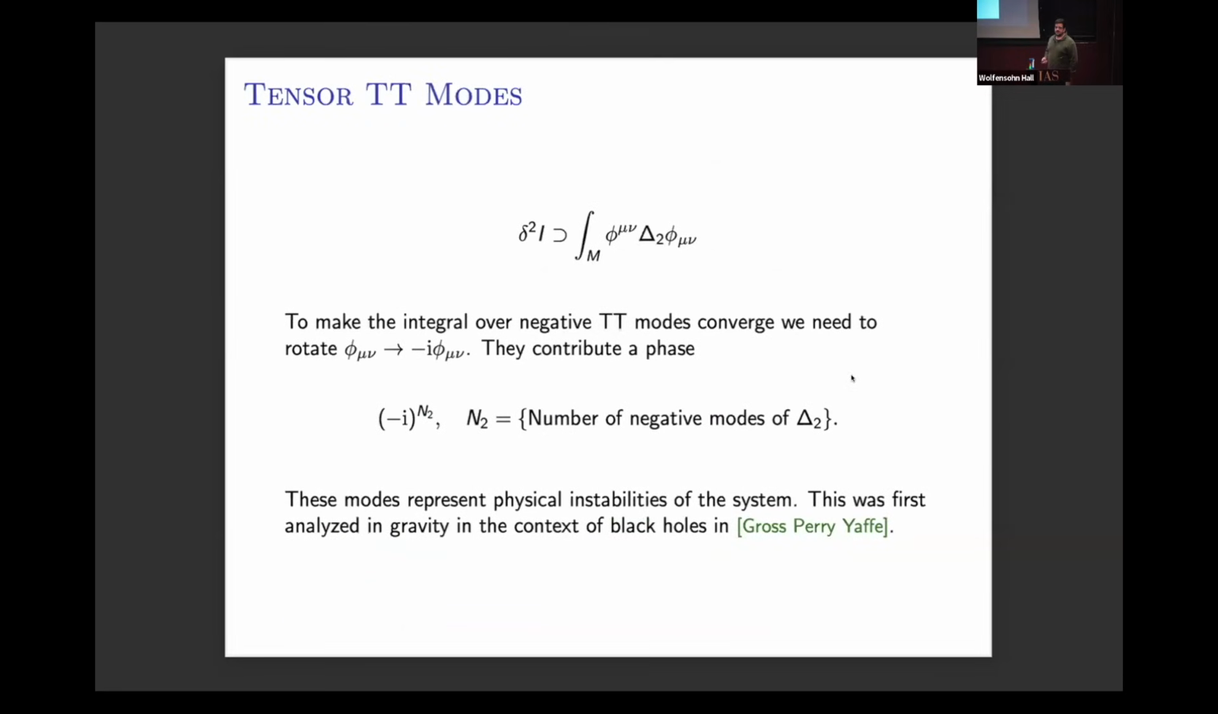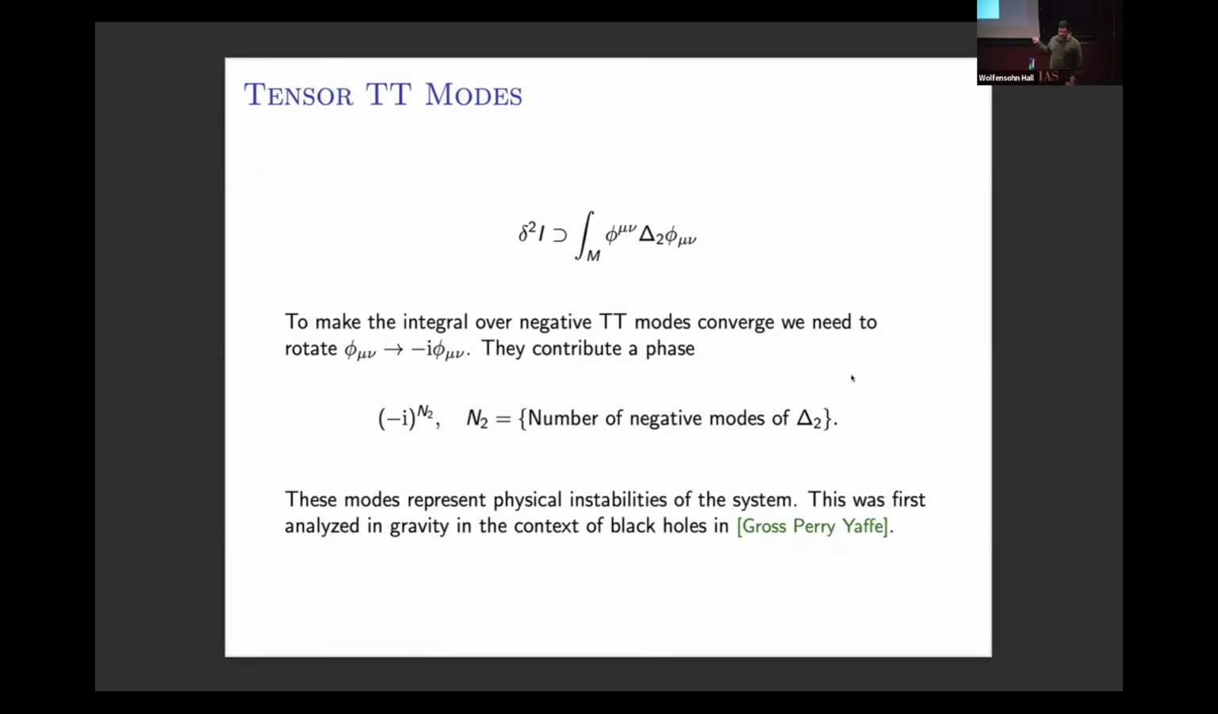So I will go over the different sectors. The first is the TT mode. There is nothing universal I can say about it, other than we have to rotate the contour for each negative mode of delta 2. An example is in the context of black holes, where the negative mode in the TT sector of, for example, a small black hole is related to the fact that this black hole is thermodynamically unstable, which was found by Gross, Perry and Yaffe, and Douglas also reviewed in his talk.